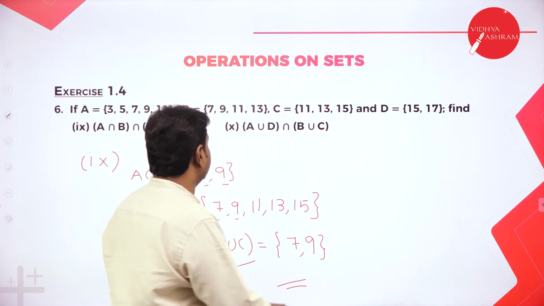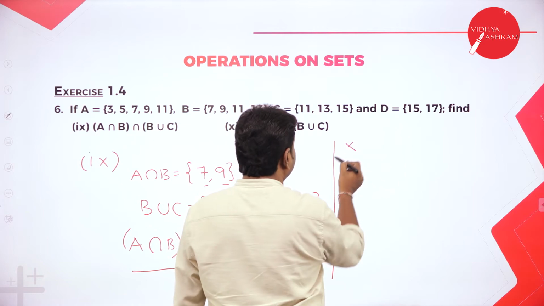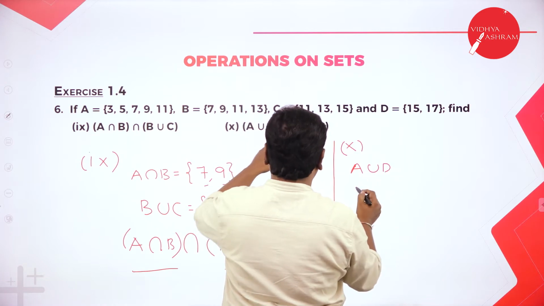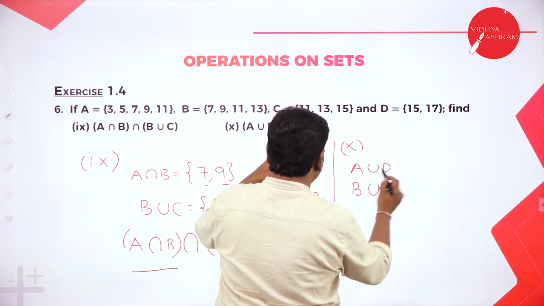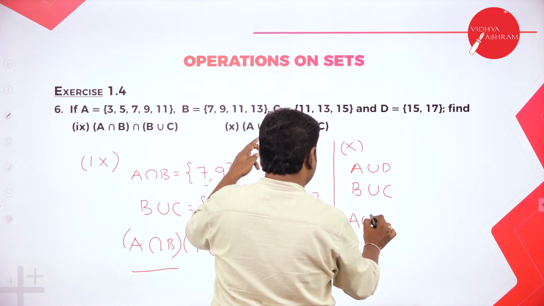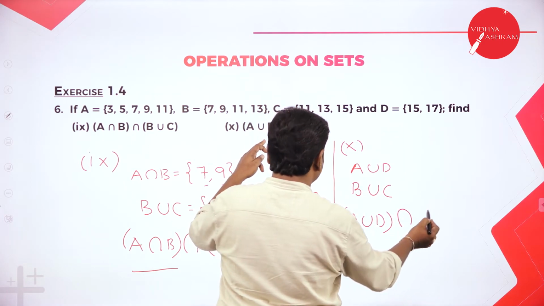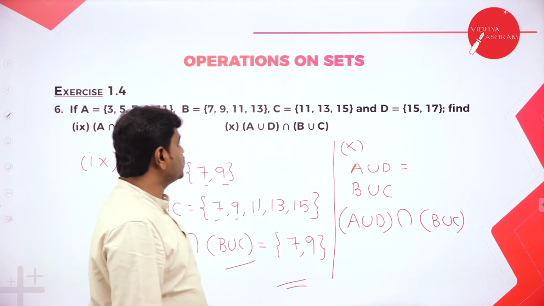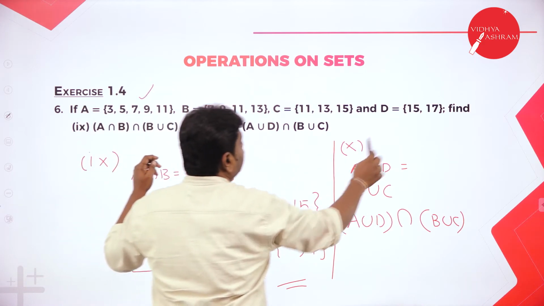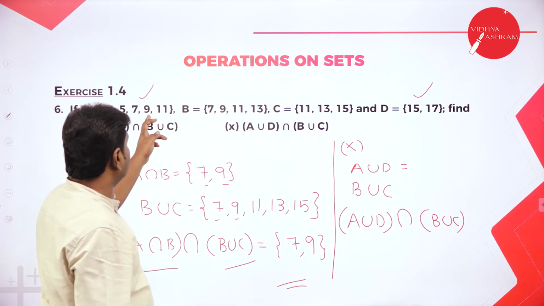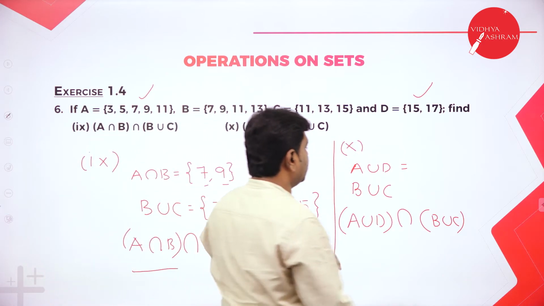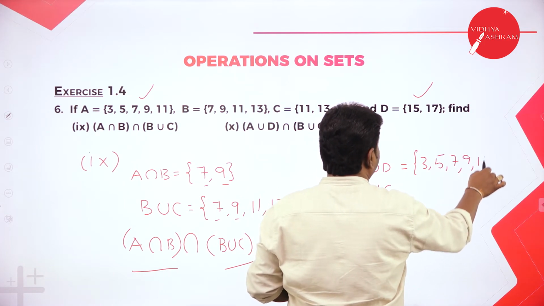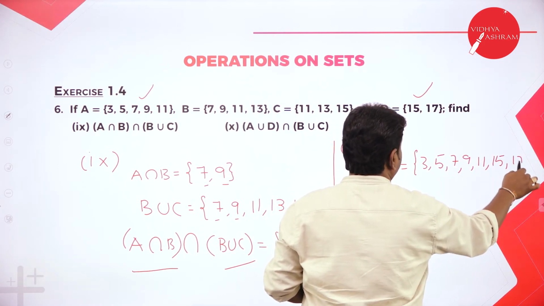Now we'll go to the 10th one. What is the 10th one they gave? They want A union D, and separately we'll find B union C. Then we'll go to what they want: A union D intersection B union C. So what is A union D? Combine A and D. If I combine A and D, it will become 3, 5, 7, 9, 11, 15, 17.